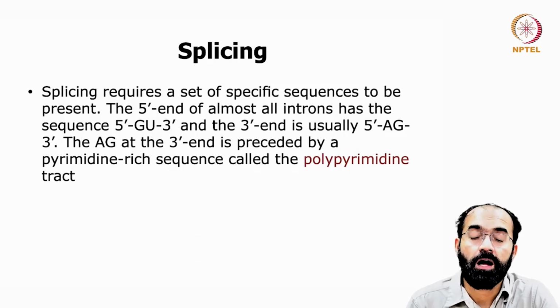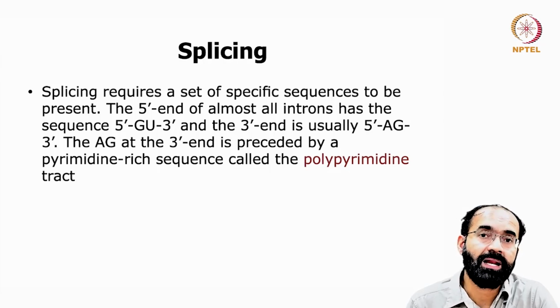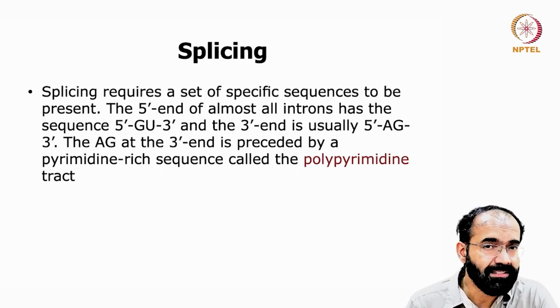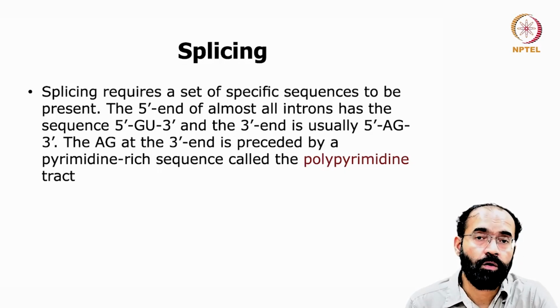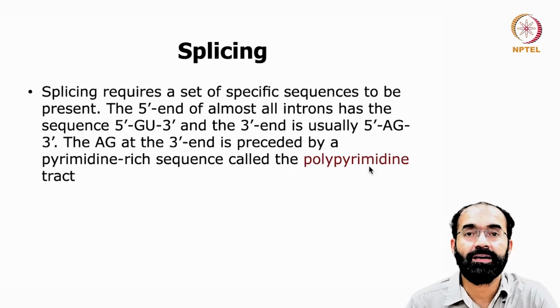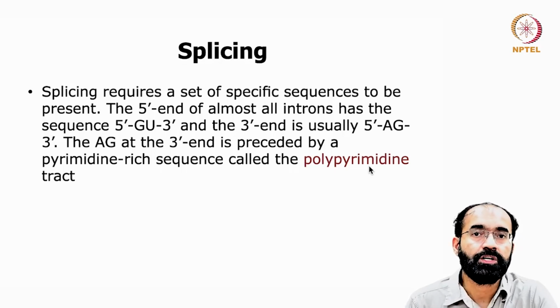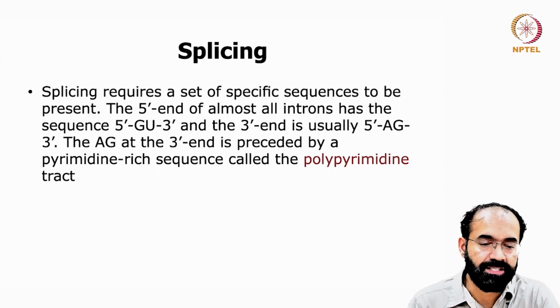The 5' end of almost all introns has the sequence GU. So the first base of an intron is G and the second base is always U, and the last-but-one base of an intron has to be A, and the extreme last base of an intron is G. This doesn't mean that every sequence starting with GU and ending with AG is an intron, because we also need the polypyrimidine tract and the branch point. But no matter what, introns start with GU and end with AG.